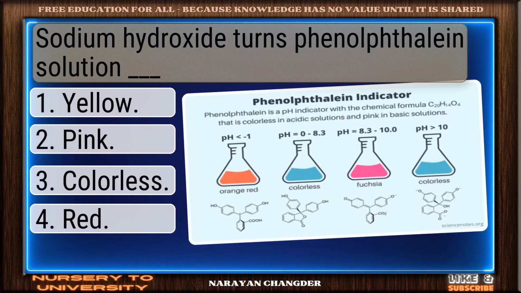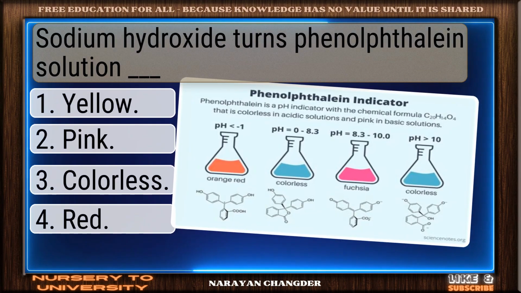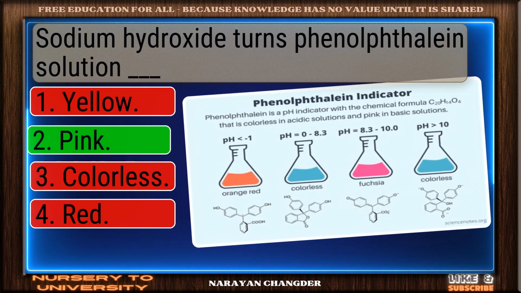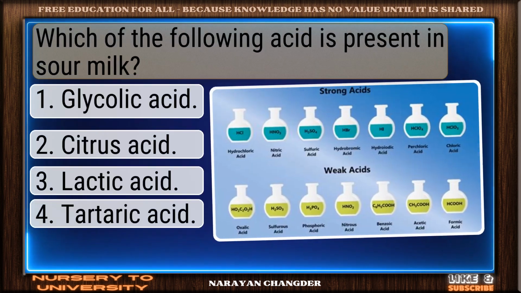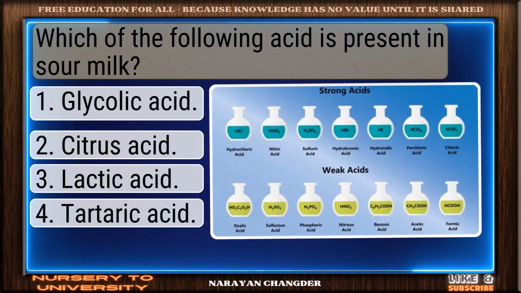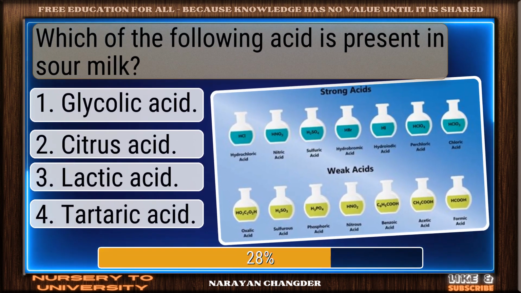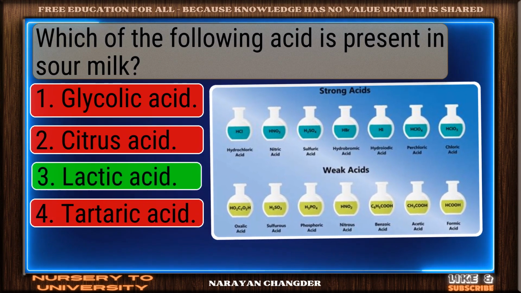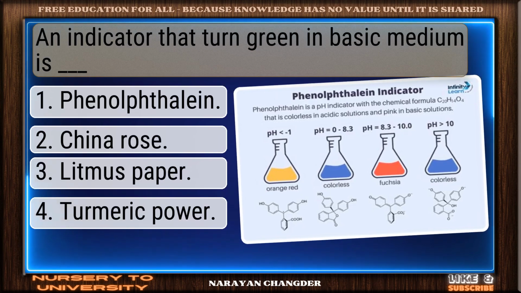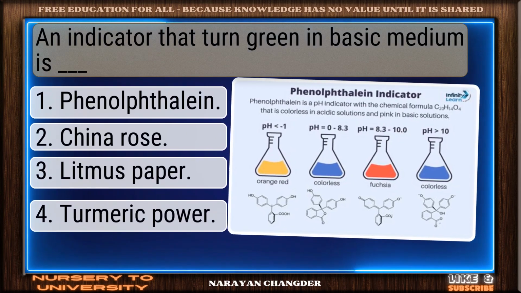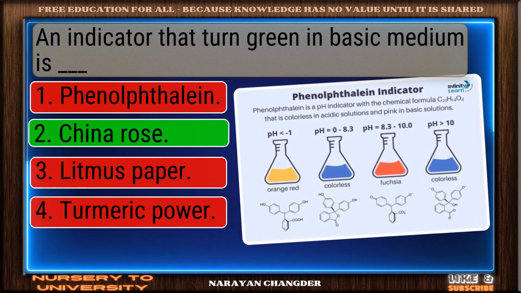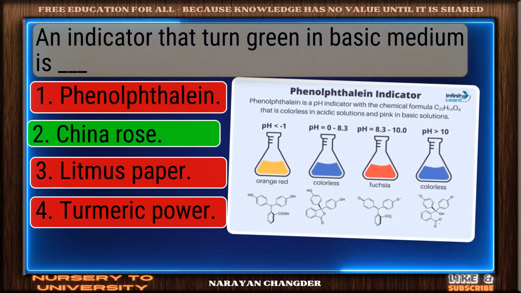Sodium hydroxide turns phenolphthalein solution dash. Good thinking. Pink is right. Which of the following acid is present in sour milk? Smart pick. Lactic acid is correct. An indicator that turned green in basic medium is dash. Right choice. China rose is best.